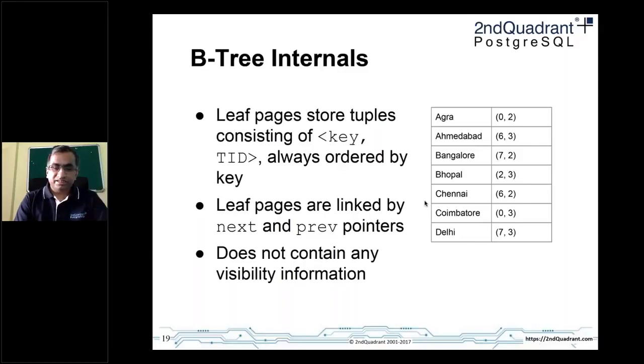The index itself doesn't contain any visibility information, and we probably don't have time to talk about visibility. But Postgres uses something called multi-version concurrency control, and there could be multiple versions of a tuple in the heap, and visibility information tells us which version we should be looking at. But that information is in the heap, and B-tree doesn't maintain any of that.